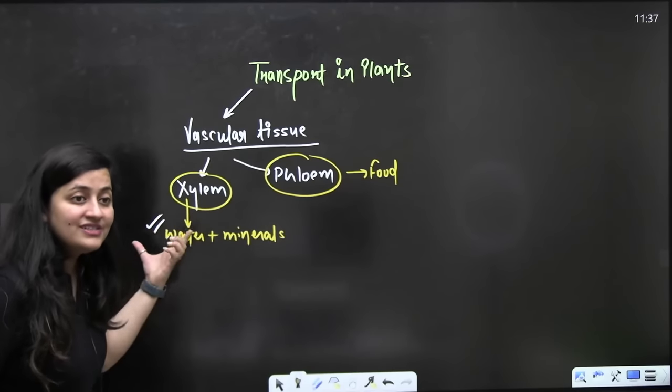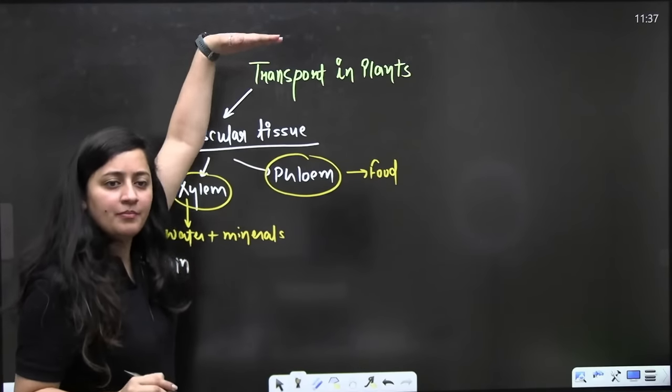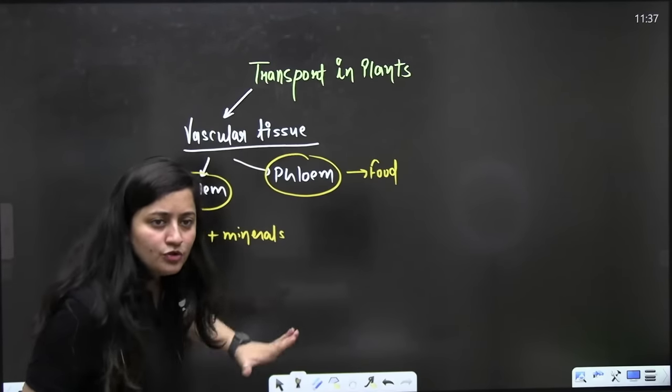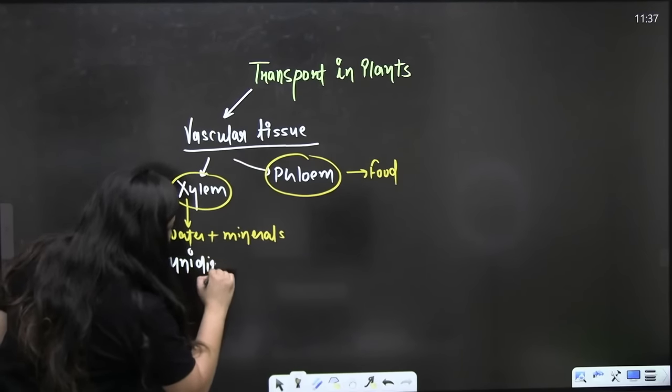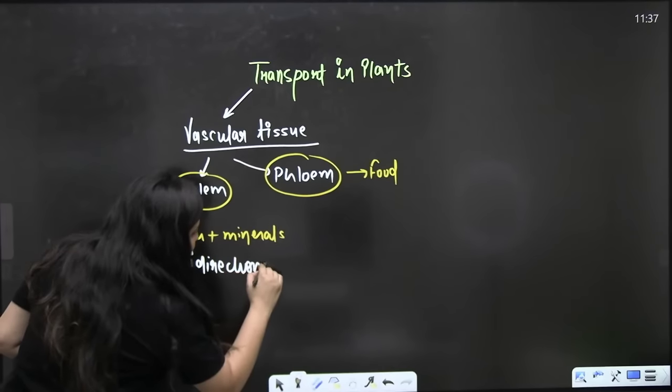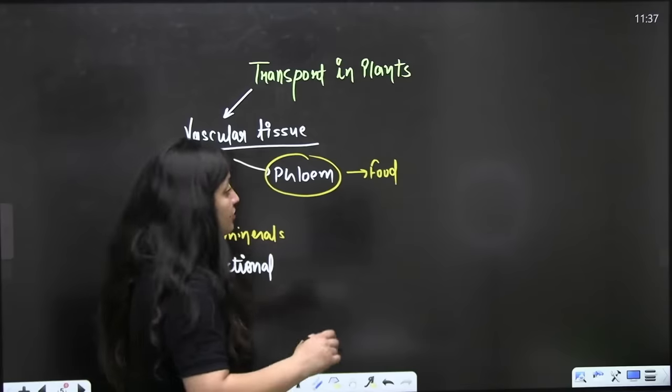So, the xylem will carry the water from roots to the tip. Are you getting my point? So, here it is going to be a unidirectional way to transport things.